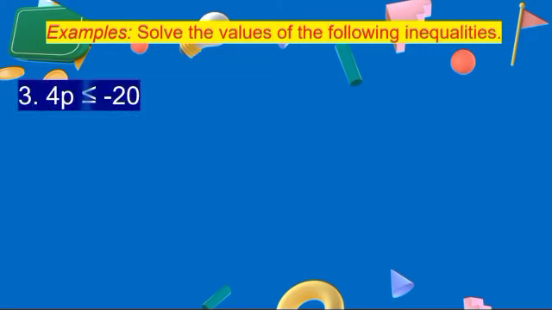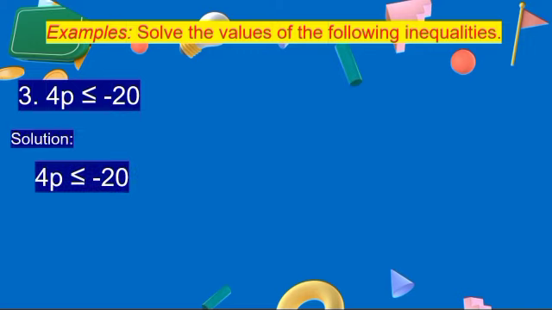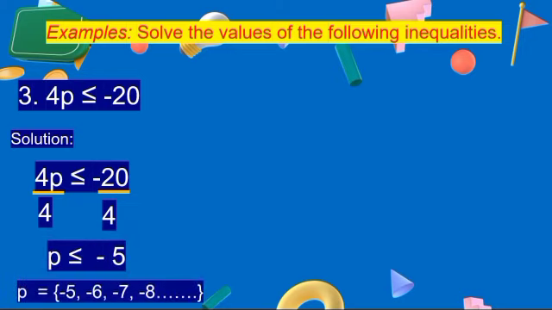Another example, 4p is less than or equal to negative 20. So, 4p divided by 4 is less than or equal to negative 20 divided by 4. So, p is less than or equal to negative 5. So, meaning p are numbers from negative 5 below. So, negative 6, negative 7, negative 8, negative 9, and so on.